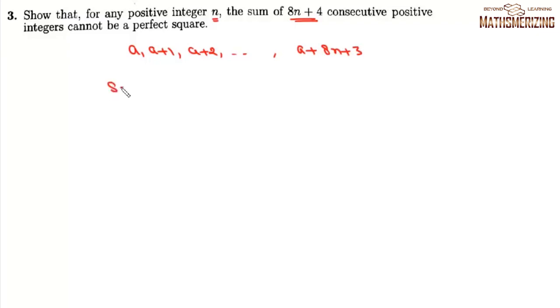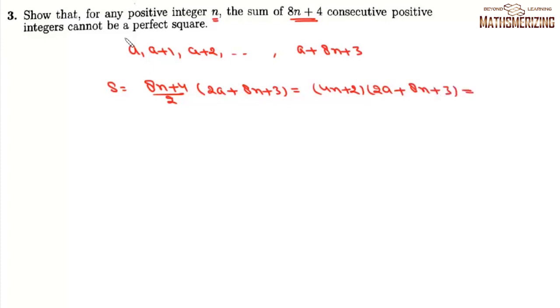Now if we find their sum, it will be (8n + 4)/2 into (a + l), which is 2a + 8n + 3. Now we can write this as (4n + 2) into (2a + 8n + 3), and it says we have to prove that it cannot be a perfect square.